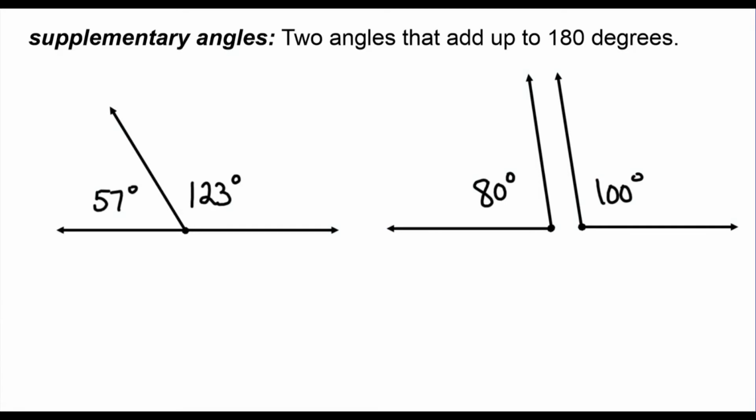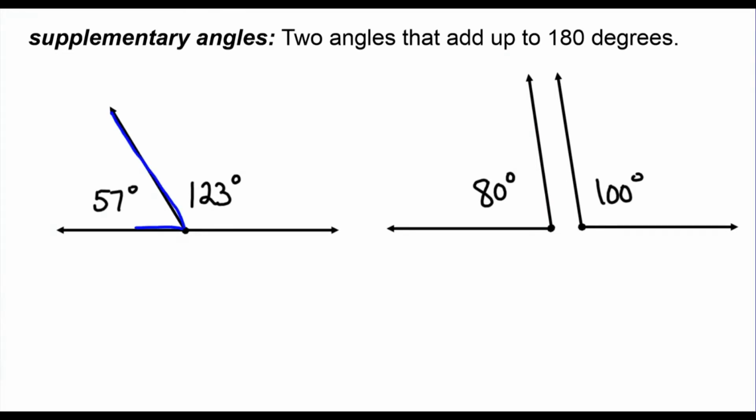Another type of angle relationship is called supplementary angles. Supplementary angles are two angles that add up to 180 degrees. So again, complementary angles are angles that add up to 90 degrees. Supplementary angles are angles that add up to 180 degrees. And again, I give a couple examples here.